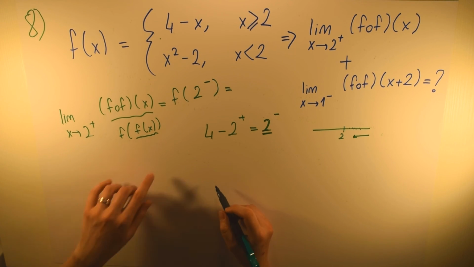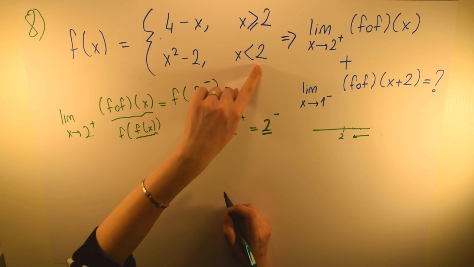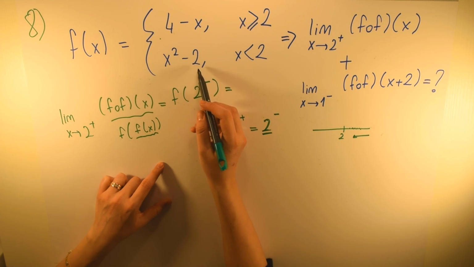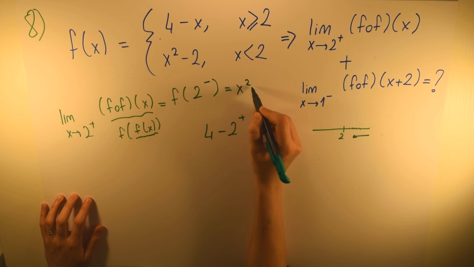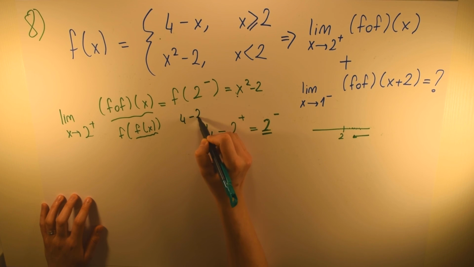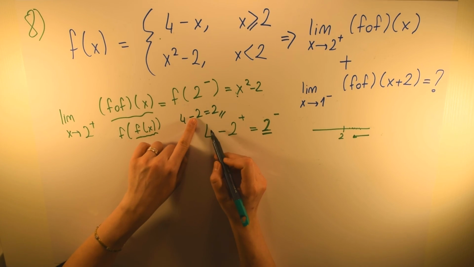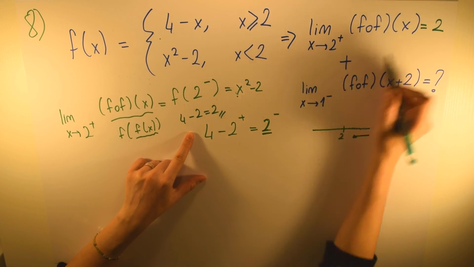Now I will use the other function because here x is less than 2, right? So now we have x squared minus 2. Instead of x, I will write 2. So 2 squared minus 2 is equal to 4 minus 2, and this is equal to 2. As you can see, this is the value of our limit. So this first one is equal to 2.